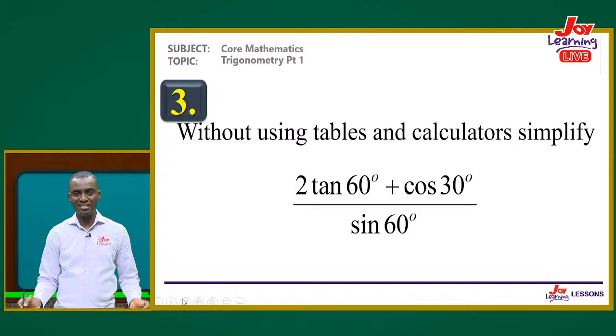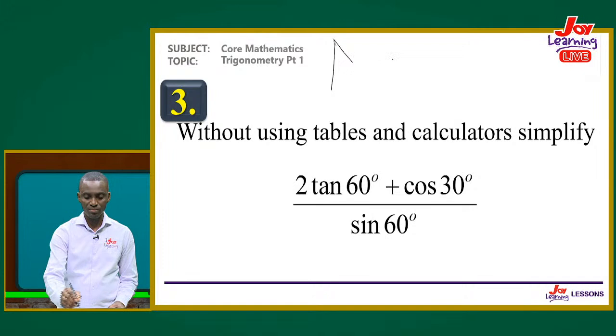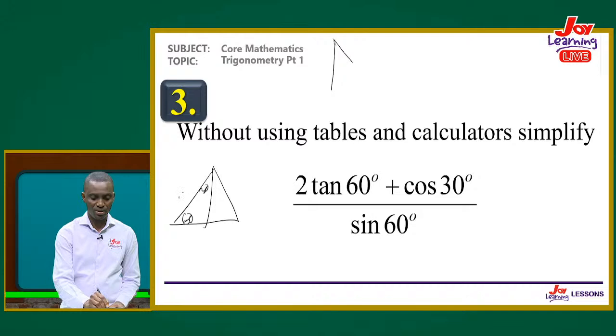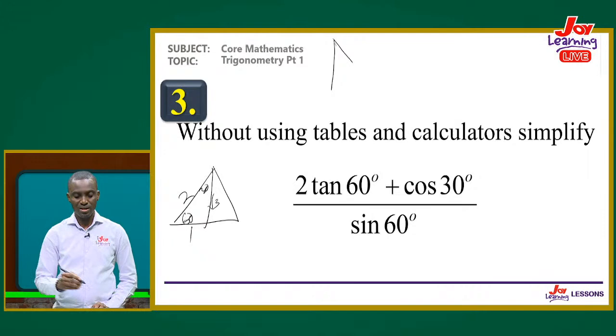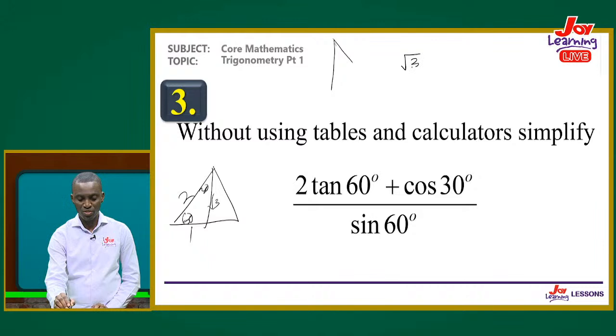So what is tan 60? Then tan 60, I can just do something like this. Okay, let me do this way. 60 is here, 30 is here. This is 2, this is 1, this is root of 3. So 60 simply means tan 60, opposite is root of 3 over adjacent. So opposite over adjacent, and opposite is root 3 over adjacent is 1.